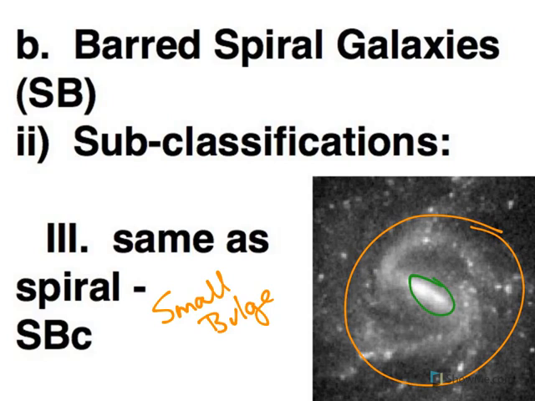But other than that, other than having this elongated bulge, it's very much the same as a regular spiral galaxy. But these are called barred spiral galaxies.